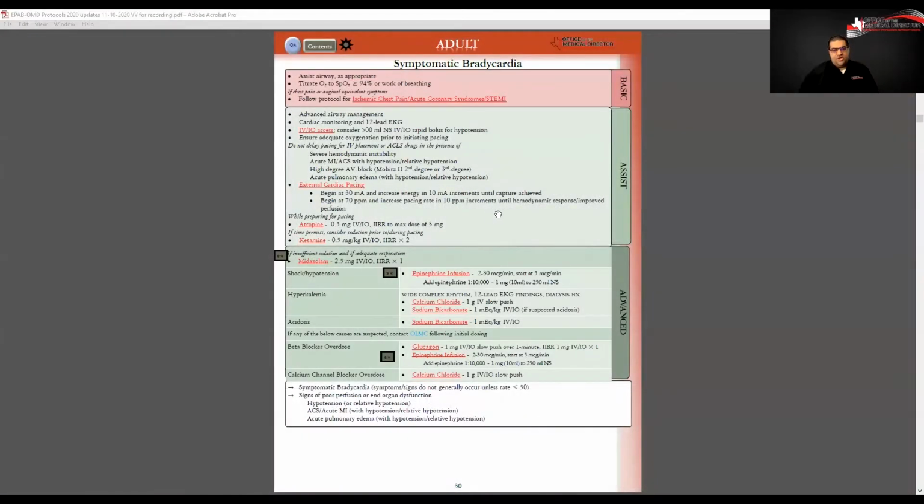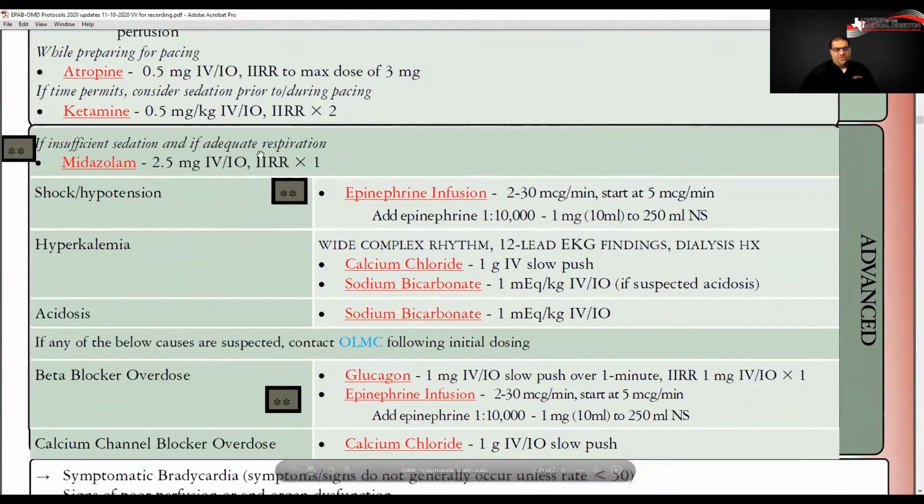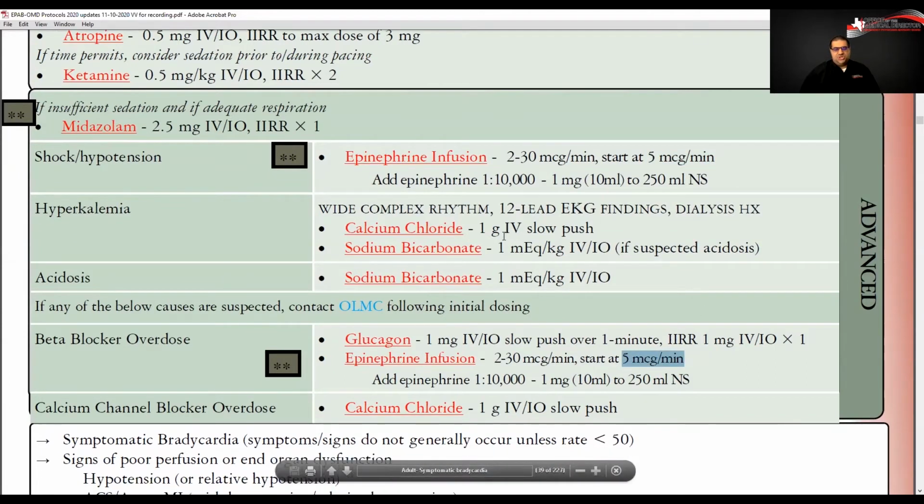So for the symptomatic bradycardia page, no real changes at the basic level. At the advanced level, historically there was actually an OLMC requirement for administering midazolam if 3 rounds of ketamine had failed for pacing sedation. Thankfully, we've never reached that situation, and if we have, I haven't heard about it on OPG, so we removed that. And then again, the conversation about starting at a higher dose of epinephrine for shock hypotension, as well as for beta blocker overdoses. Again, small changes there.